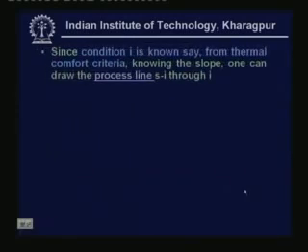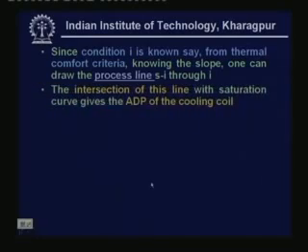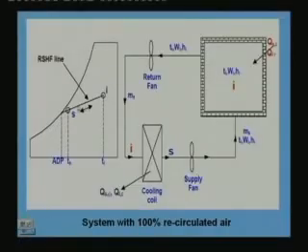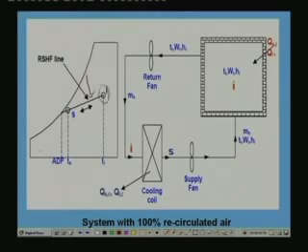Now, since condition I is known, say from thermal comfort criteria, knowing the slope, one can draw the process line SI through I. We have already explained this. The intersection of this line with the saturation curve gives the ADP of the cooling coil. We are able to draw this line because we know the slope of the line and we know one point. If you extend this line to where it meets the saturation curve, that temperature will give you the coil ADP, the ADP of the cooling coil.